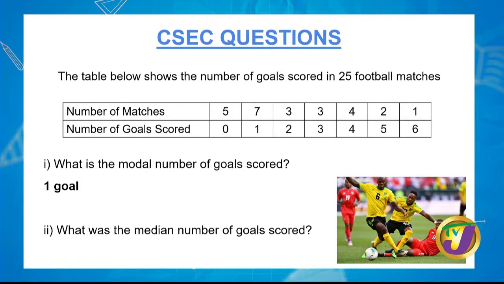So we're trying to find the 13th element from the data set, and we're starting from the ascending side. I'm seeing 5 of them got 0, so no goals, and 7 matches would have 1 goal. So I already have 12 matches so far, and I need one more match to reach the 13th match. That would be one of those matches in which 2 goals were scored.